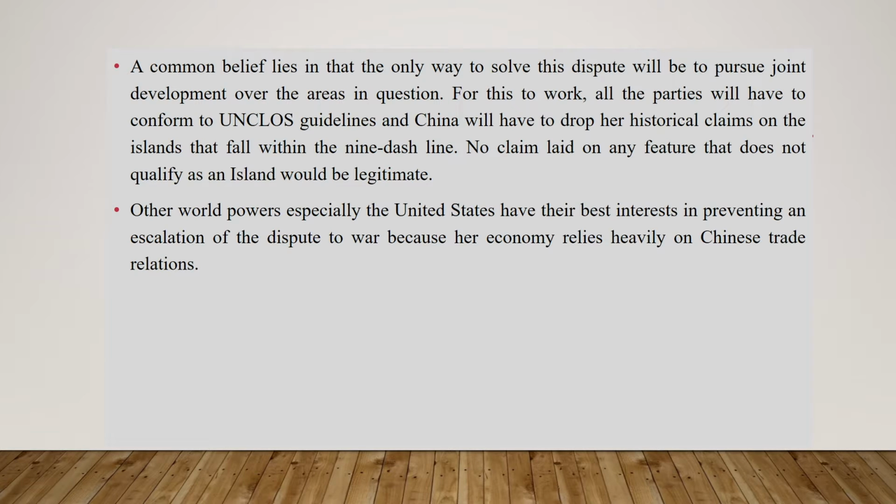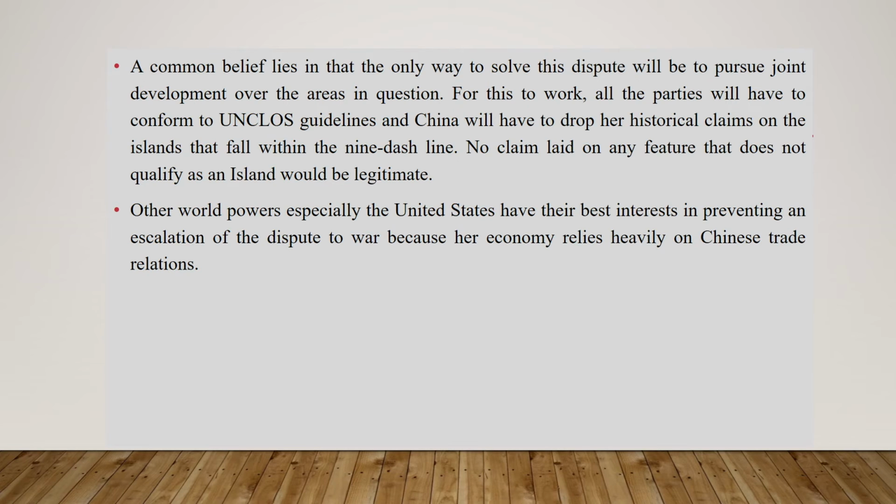Further, a common belief is that the only way to solve this dispute will be to pursue joint development over the areas. For this to work, all the parties will have to conform to the UNCLOS guidelines, and China will have to drop its historical claims on the islands that fall within the nine-dash line. No claim laid on any feature that does not qualify as an island would be legitimate.